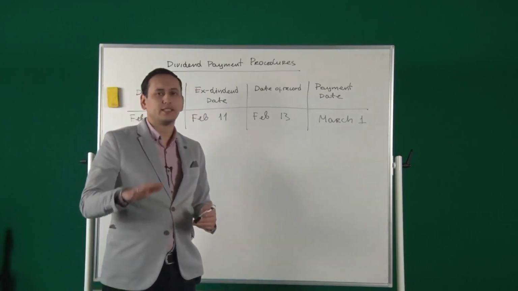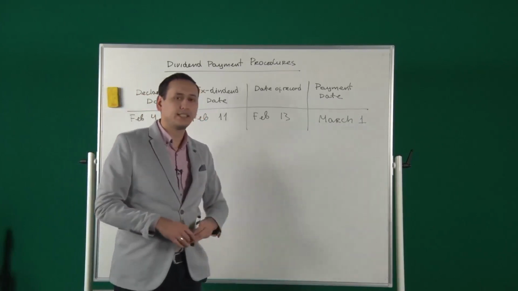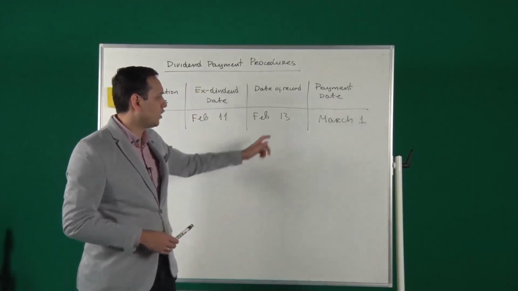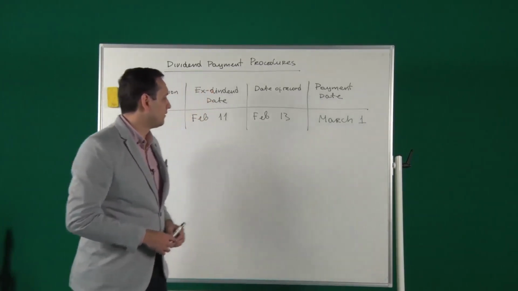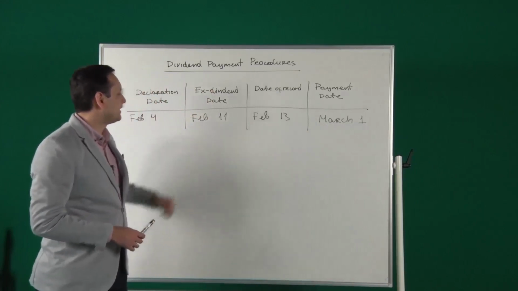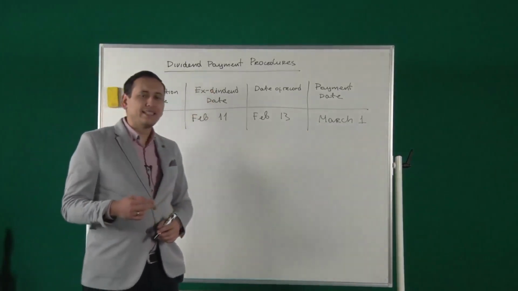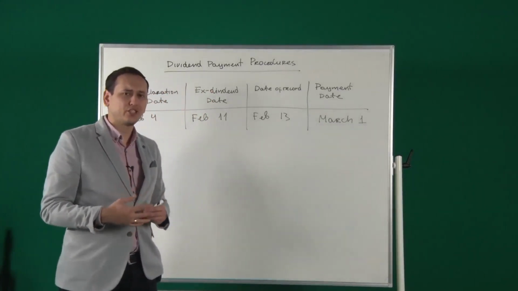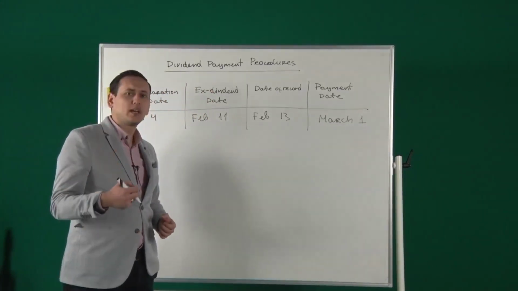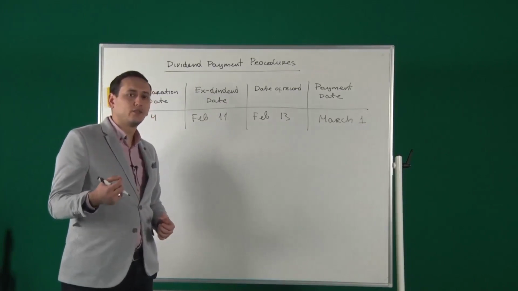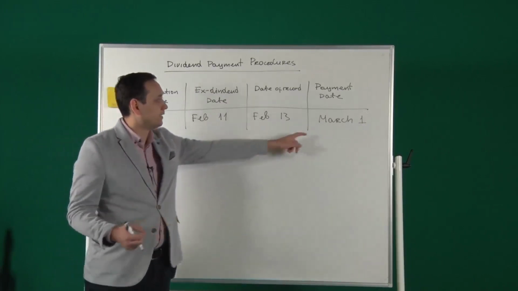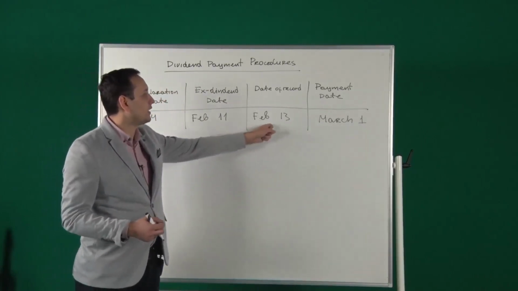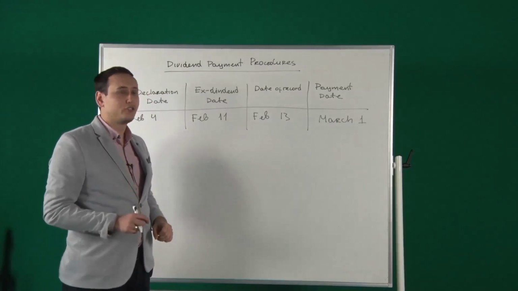Whoever is not in this list will not be eligible for dividends paid on March 1st. But what is the ex-dividend date? Usually it takes 2 days for a transaction to take place. If you want to become a shareholder and be entitled to a dividend that is being paid on March 1st, you have to make sure that you are on the list of shareholders.